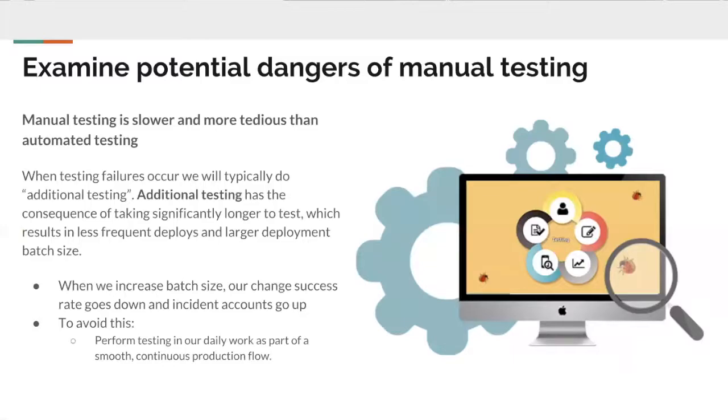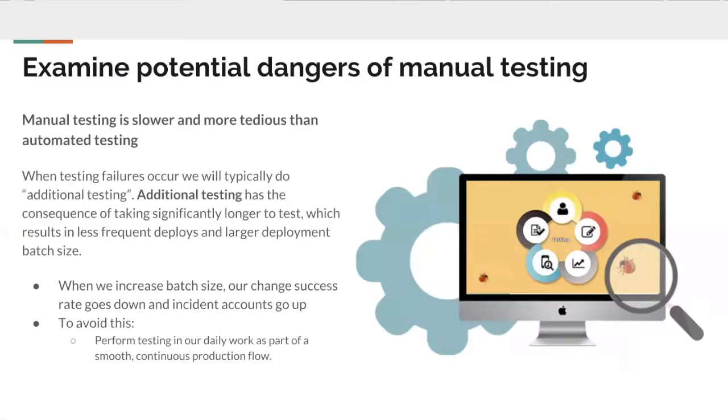The last section is examine potential dangers of manual testing. Manual testing is slower and more tedious than automated testing. When testing failures occur, we will typically do additional testing, which has the consequence of taking significantly longer to test, which results in less frequent deploys and larger deployment batch size.